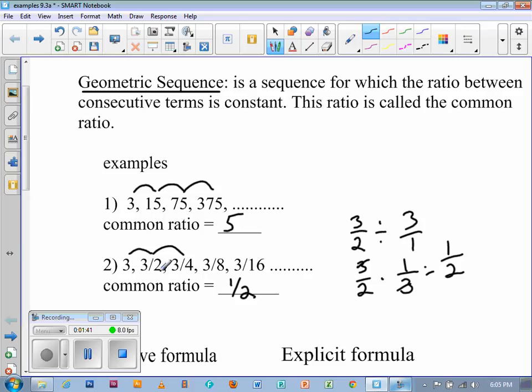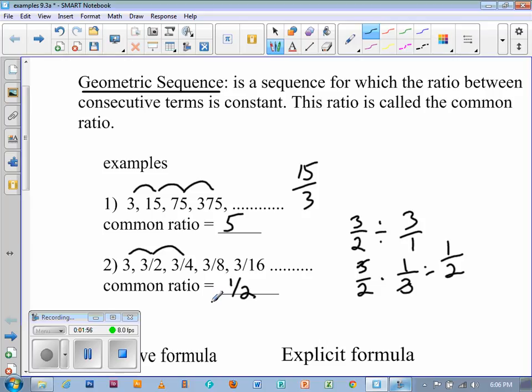So if you're not very good with fractions and you cannot see what the common ratio is, that's a strategy you can use. Up here, I could have used it and just divided 15 by 3 to get my 5 if I needed to do that. So that's how you calculate the common ratio.